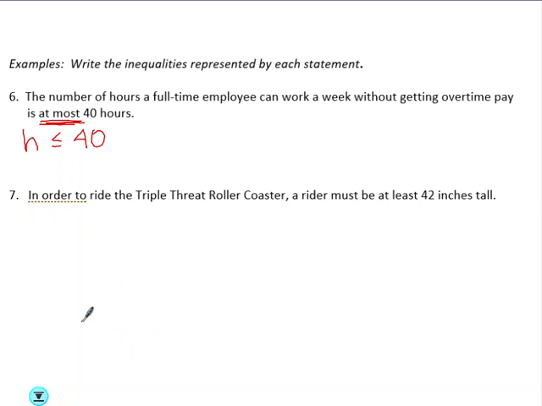The next problem says, in order to ride the triple threat roller coaster, a rider must be at least 42 inches tall. In the chart above, at least means greater than or equal to. So you must be greater than or equal to 42 inches. Let's take a look at the last example.